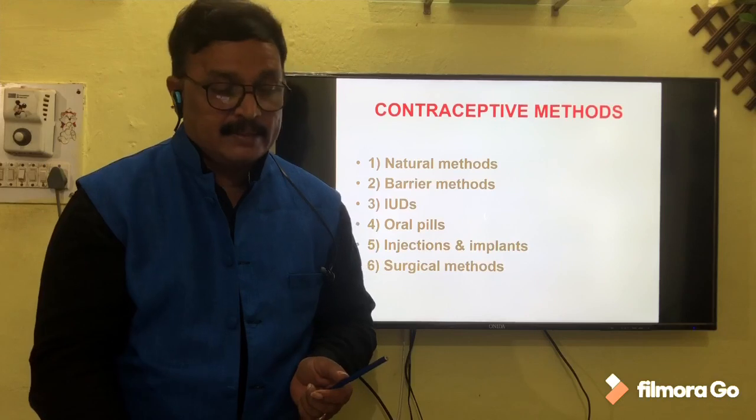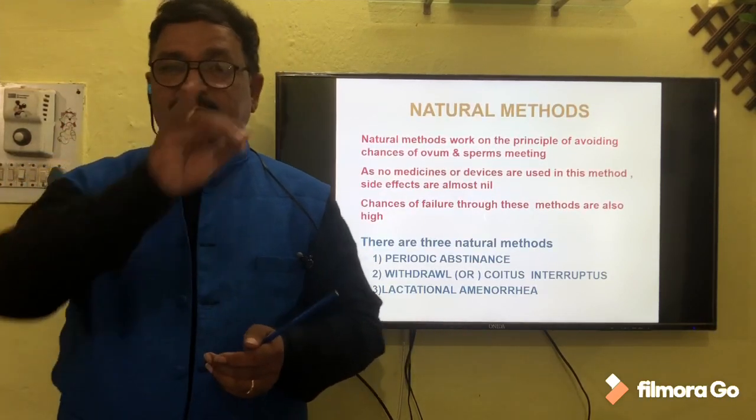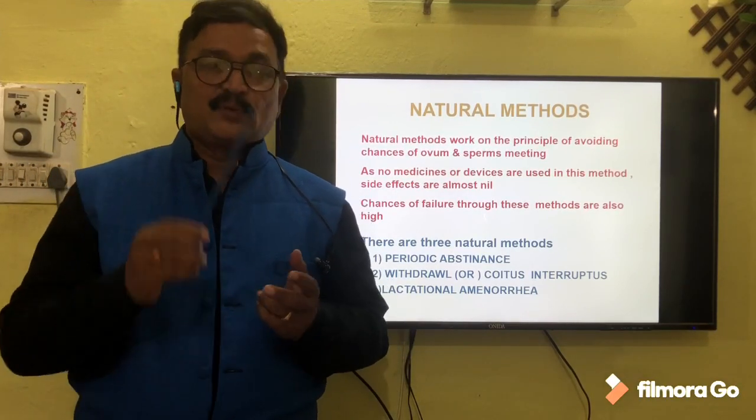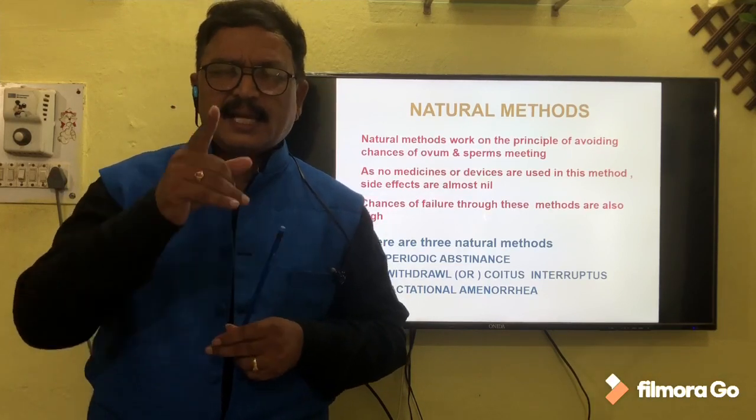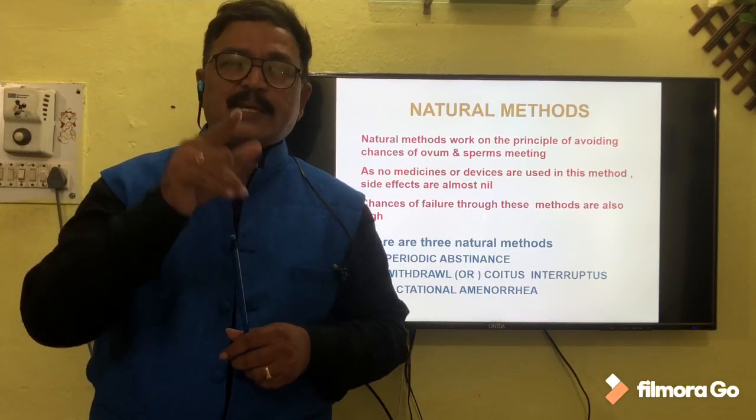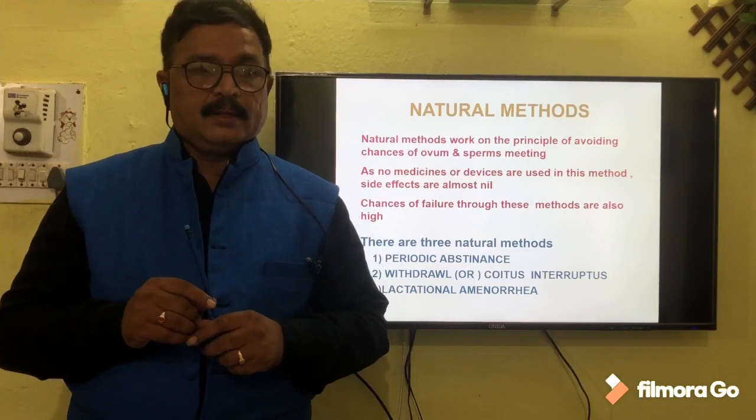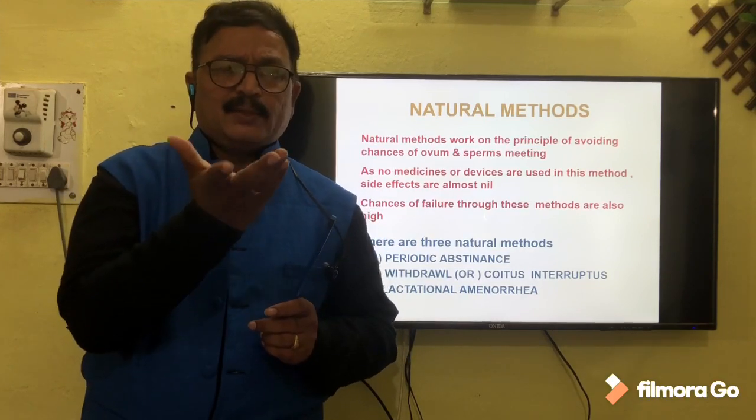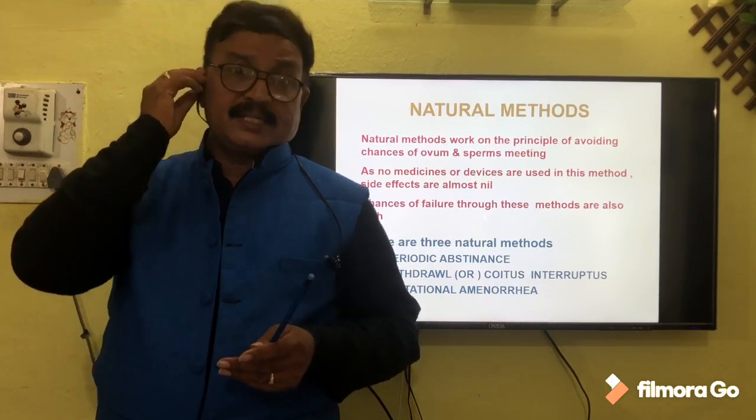Now, let us see how these contraceptives work, one by one. First, the natural method. We have studied the menstrual cycle, and on the 14th day, ovulation occurs. So the chances of getting pregnant will be higher if the couple participates in sexual intercourse or coitus on that 14th day. See, the 14th day is not a thumb rule. It can be either 2 days this side or that side. It can be on the 30th day or 12th day or 16th or 17th day.